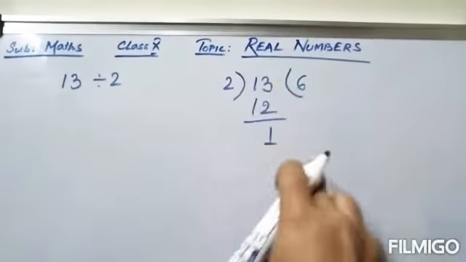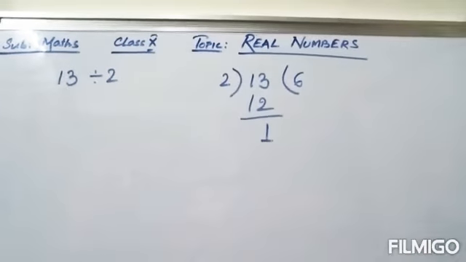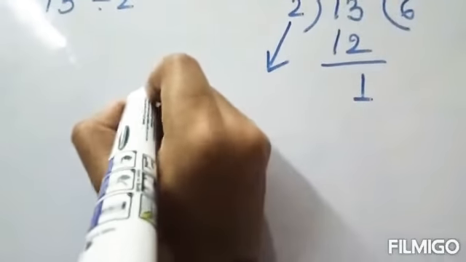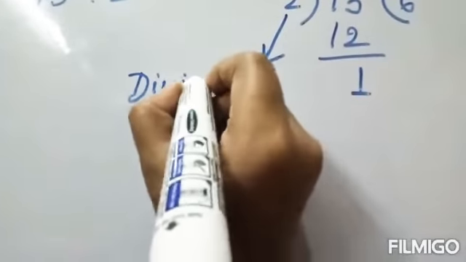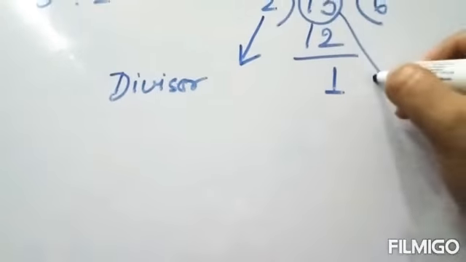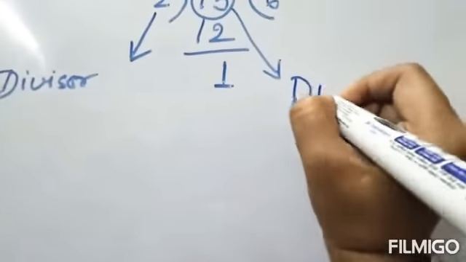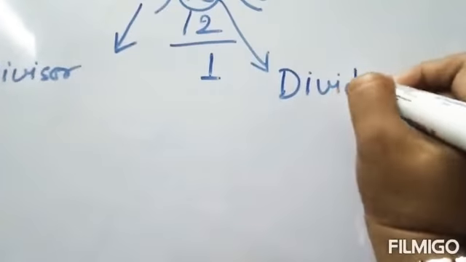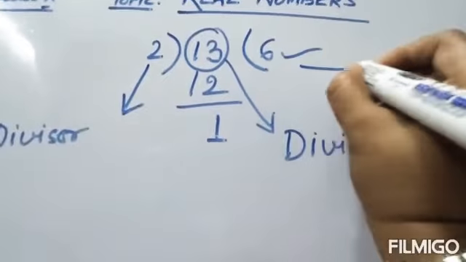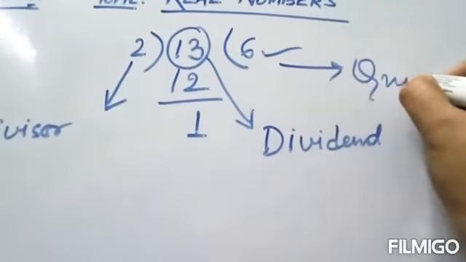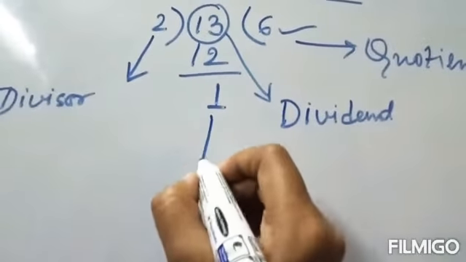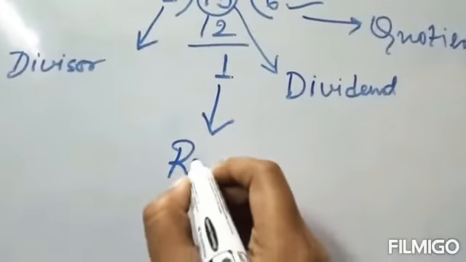So in this division, what is 2 known as? 2 is known as divisor. What is 13 known as? Dividend. What is 6 known as? Quotient. And at last 1 is known as remainder.